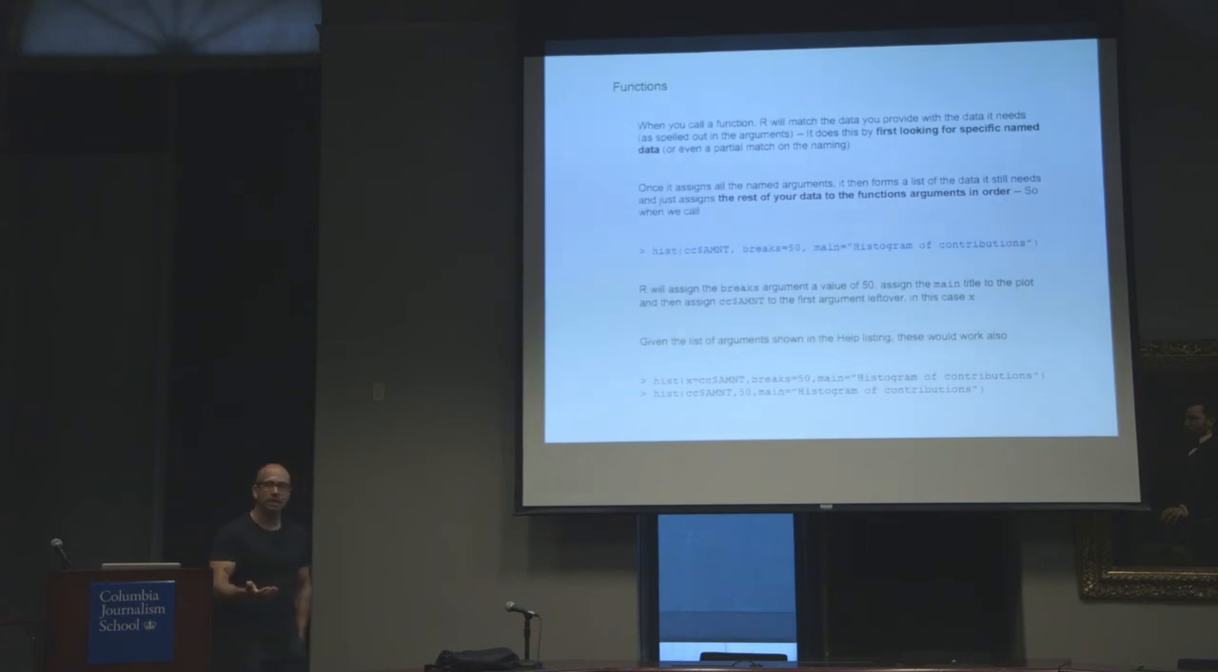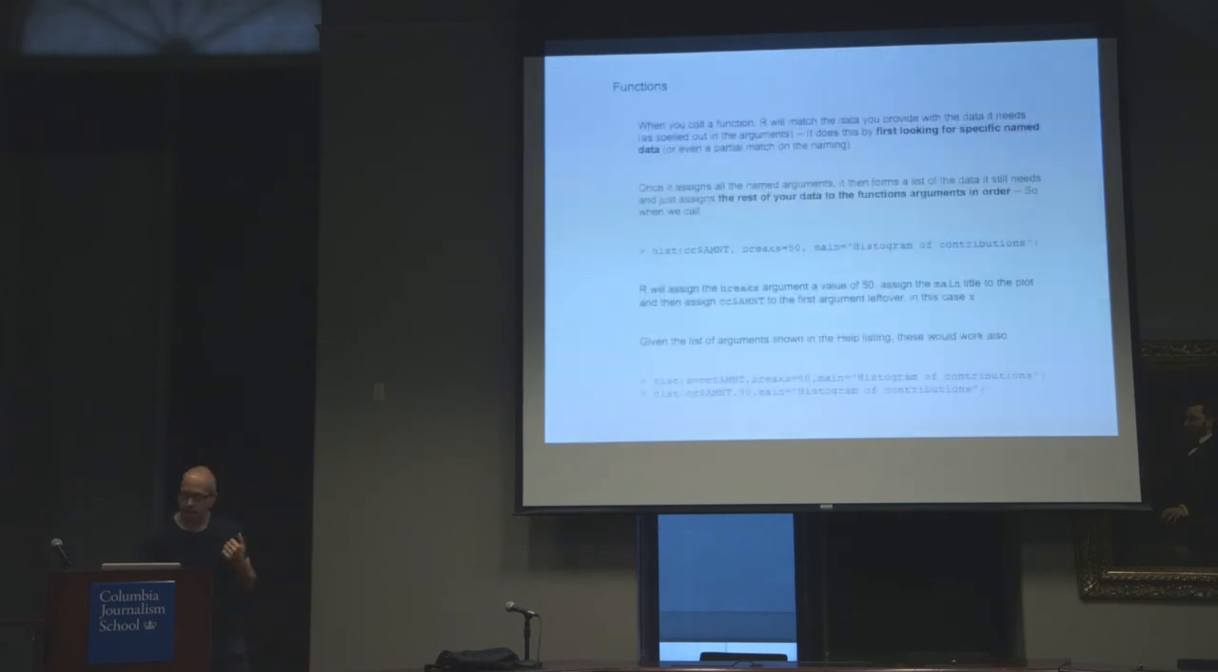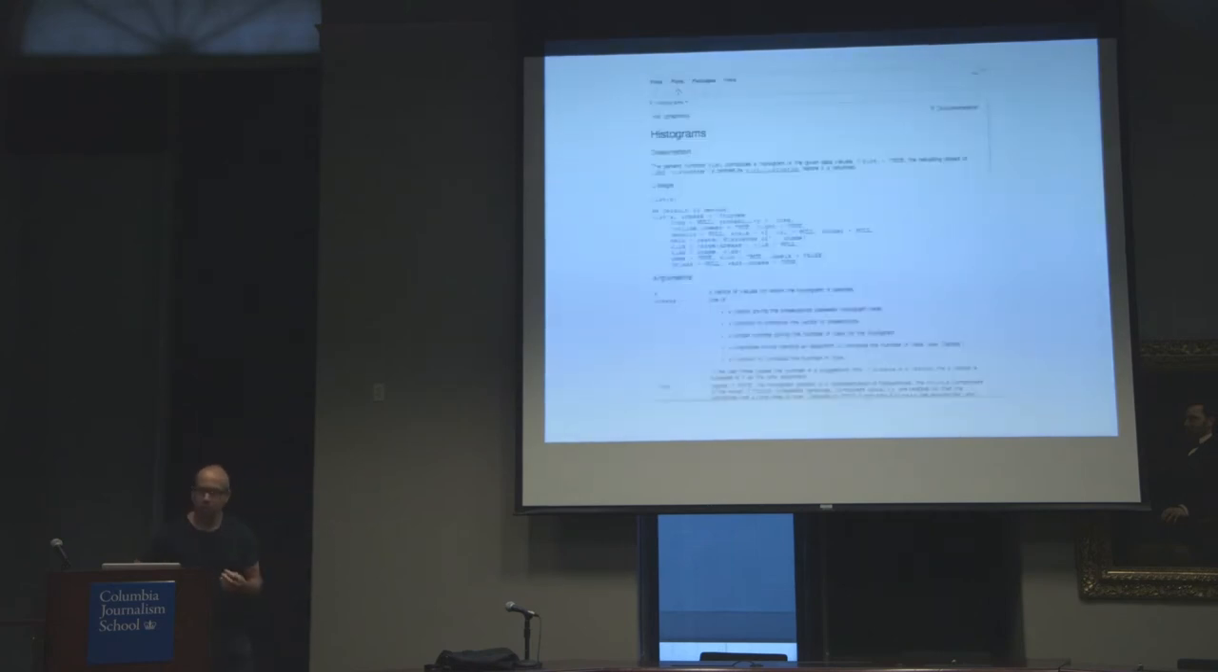So what R does when you give it some data is it tries to kind of match up and figure out what you meant. First, what it'll do is it'll say, let me match all the data you've provided me with the names you've given it. So if I want to make a histogram of the amounts that people have of the campaign contribution data, I give breaks equals 50. R is going to say, all right, that means you want 50 breaks. That the argument here, breaks, will get the value 50. And then main, because again it's named, main will get the value histogram of contributions. Okay, so having gotten rid of all the things that have names and made those associations, it then says, well, the amount hasn't been specified. The CC dollar amount, I don't know which of the arguments it's supposed to go to, so I'm just going to give it to the first one. It'll be my data.